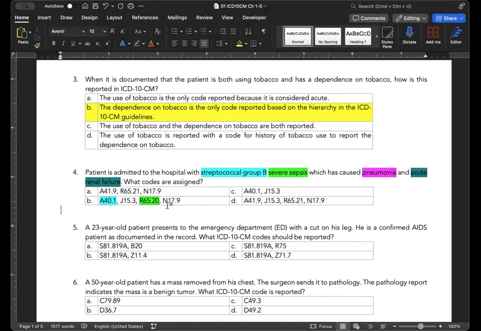So technically in the real world, I probably would sequence this R65.20 in front of the J15.3. But if you see it like this on the exam, then we know that this has the correct codes. Okay, so sequencing, if this is your only one, don't nitpick it too much. But in the real world, according to your guidelines, your first code should be the underlying systemic infection, then the R65.20, and then our acute organ dysfunctions. Does that make sense what I'm trying to say?